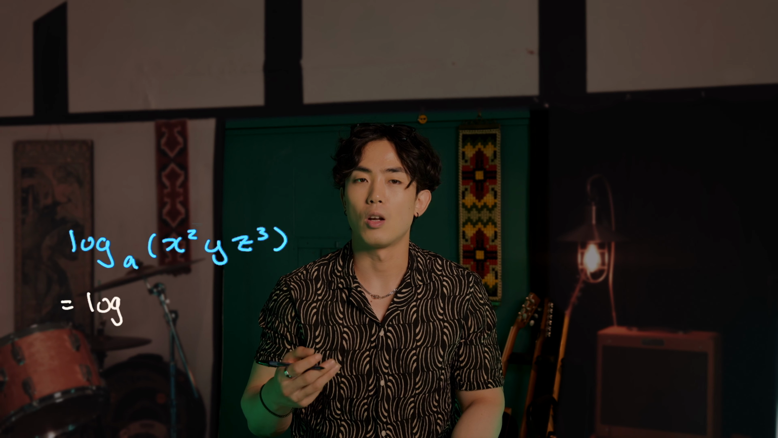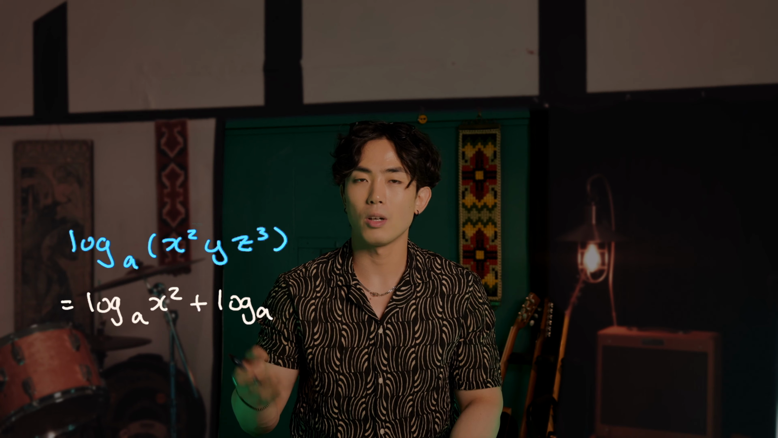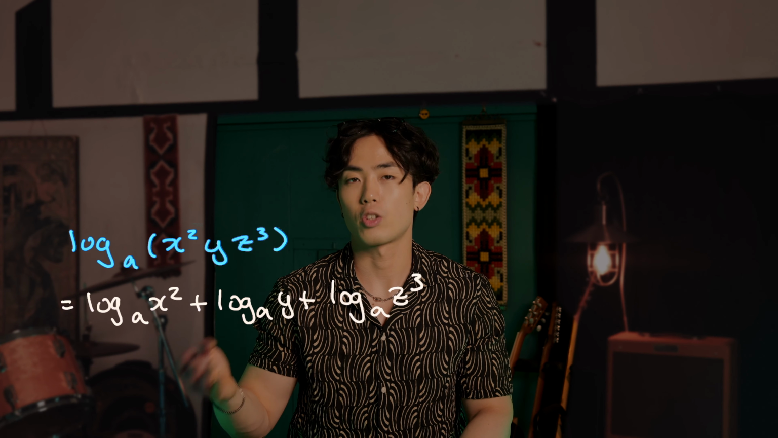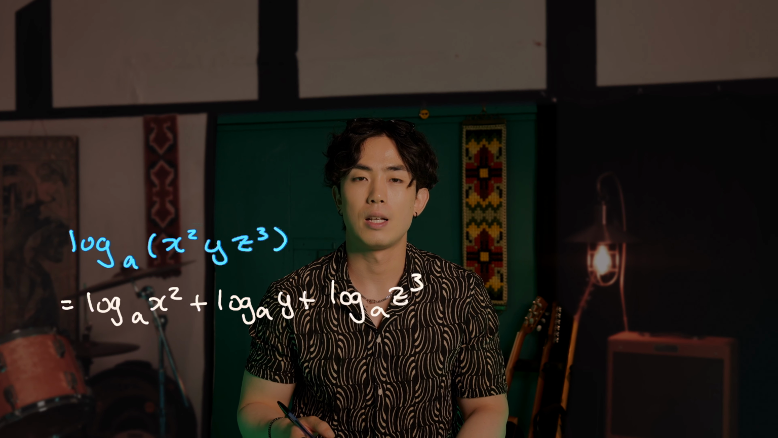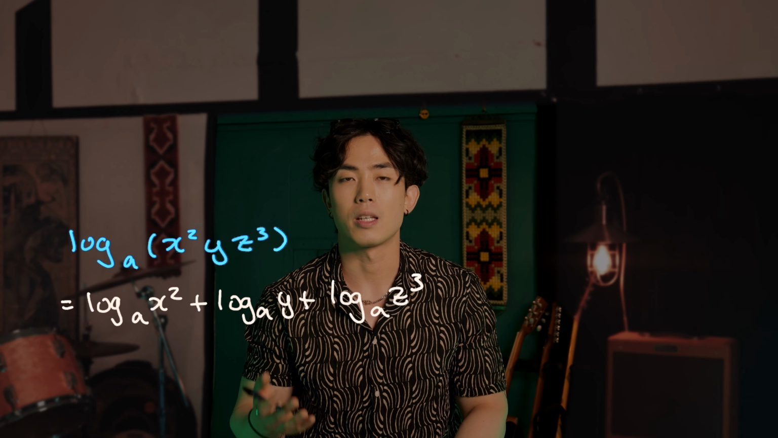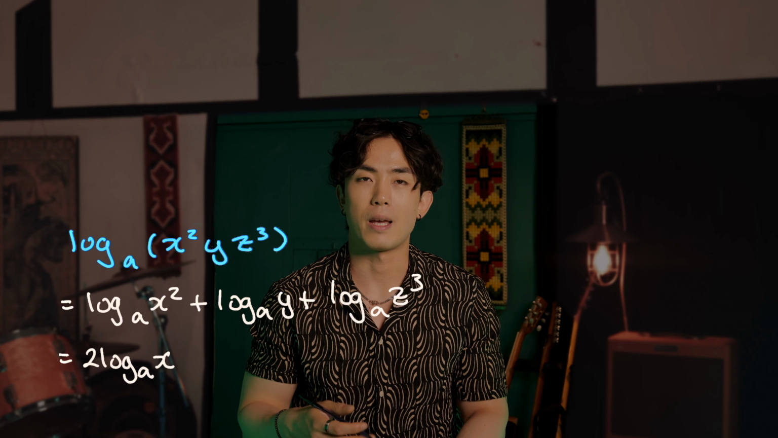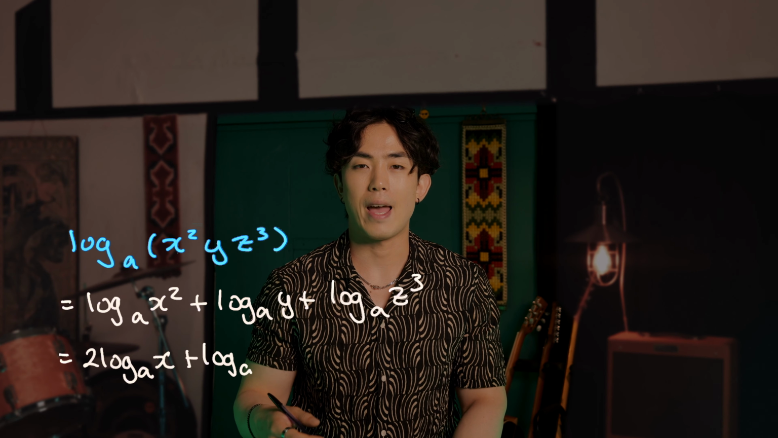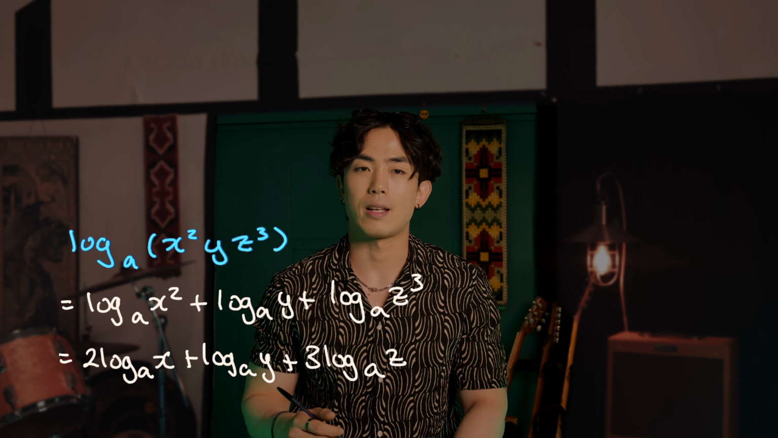So I can say it's going to be log x squared plus log y plus log z cubed, all with the same base of a. And then I can simplify even further by using the power rule. So this is eventually going to be 2 log x to the base a plus log y to the base a plus 3 log z to the base a.